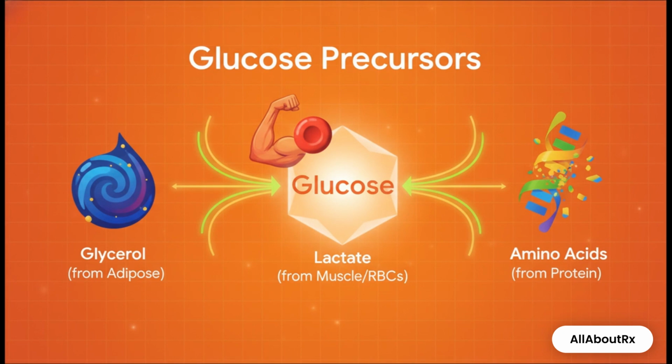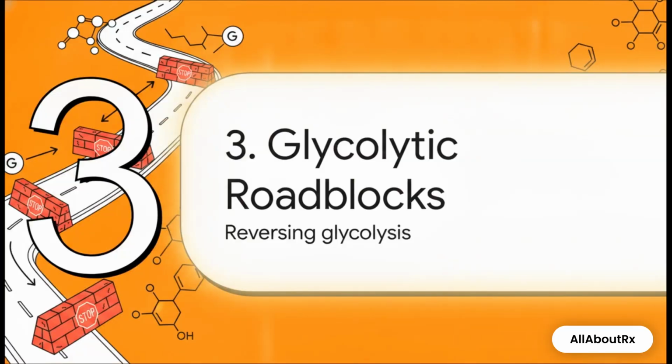First up, glycerol. We get this from the hydrolysis of triacylglycerols in your adipose tissue, your fat stores. Second, lactate. This is efficiently recycled from exercising muscles via the Cori cycle. And third, amino acids. During fasting, tissue proteins break down into glucogenic amino acids, which become your absolute major source of raw material.